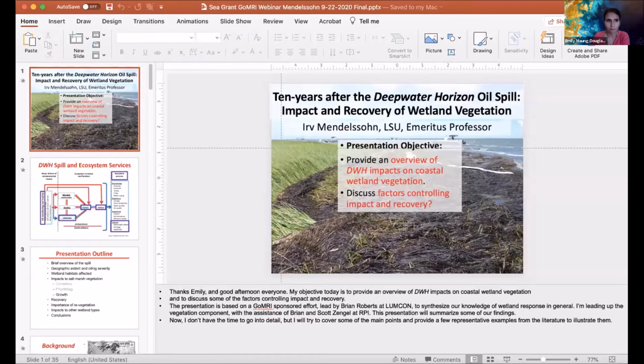Dr. Irv Mendelssohn is a professor with Louisiana State University, and he's going to be talking with us about impact and recovery of wetland vegetation.